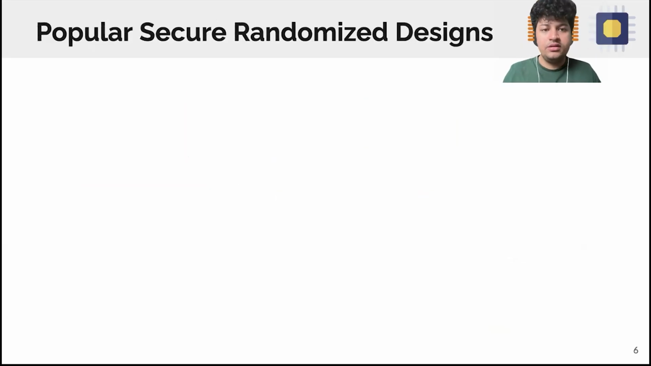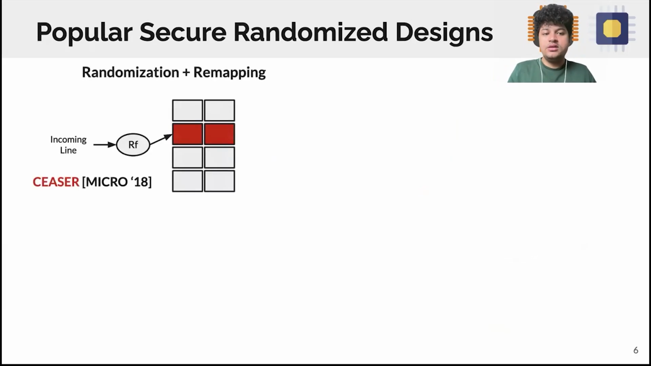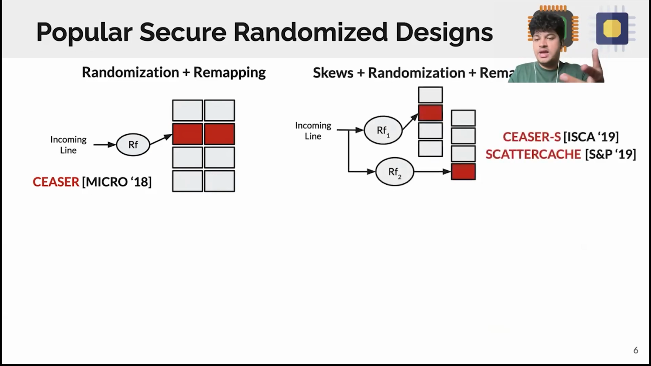And that will basically help it infer that the victim accessed an entry in the set. So there have been multiple popular randomized cache designs which have attempted to mitigate these LLC attacks. So the first being CEASER, which basically uses randomization using a block cipher, and it tries to remap or rekey this block cipher every now and then to make sure that the attacker cannot reverse engineer the mapping. But this was broken quickly, and then we had CEASER-S and ScatterCache, which are similar designs, wherein they use skews on top of the randomization and remapping to make sure that the address to set mapping is even more difficult to decipher for the spy.